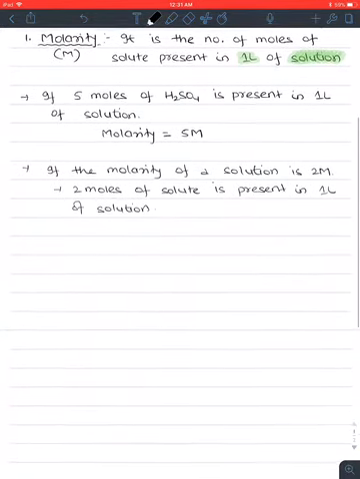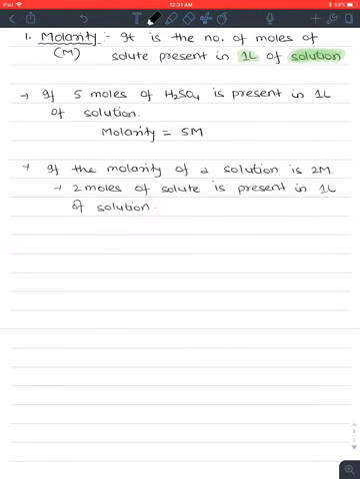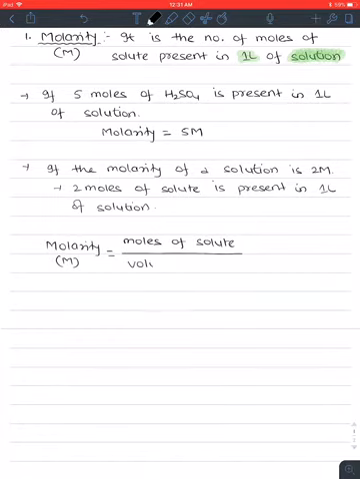Now mathematically, if I want to represent this, we can write molarity, which is represented by capital M, is equal to number of moles of solute divided by volume of solution, and this volume has to be taken in liters. So molarity is number of moles of solute divided by volume of solution in liters.